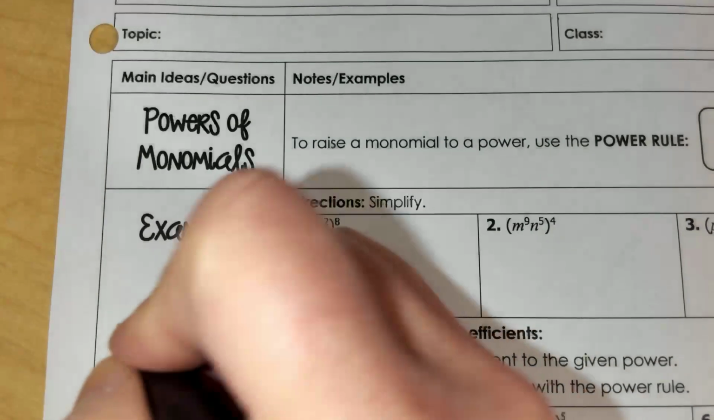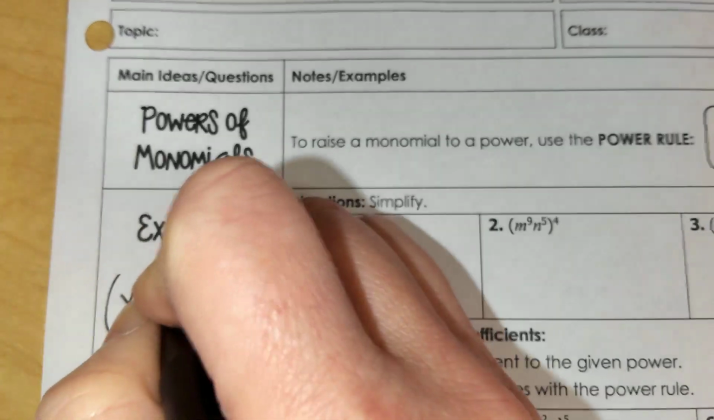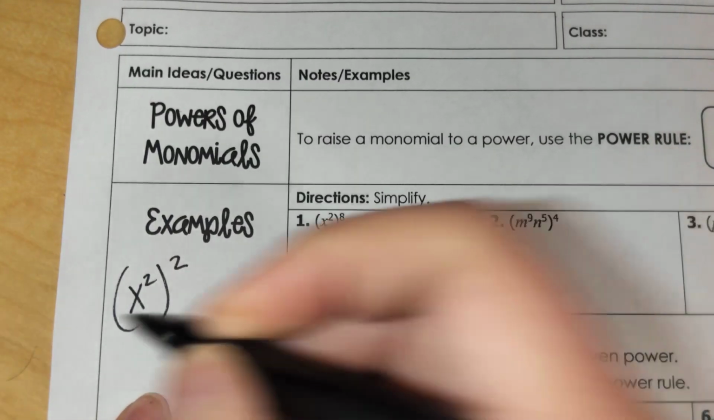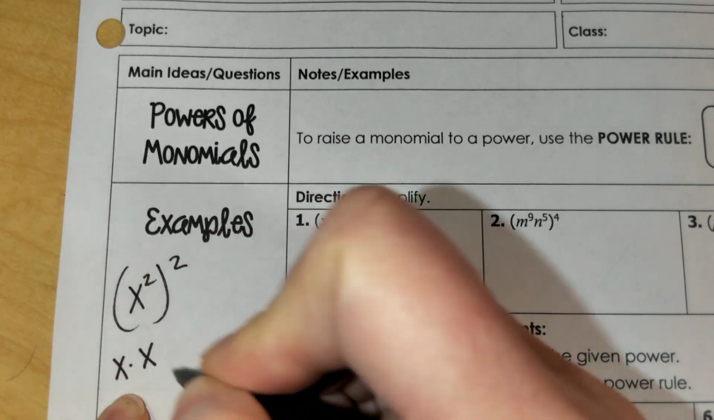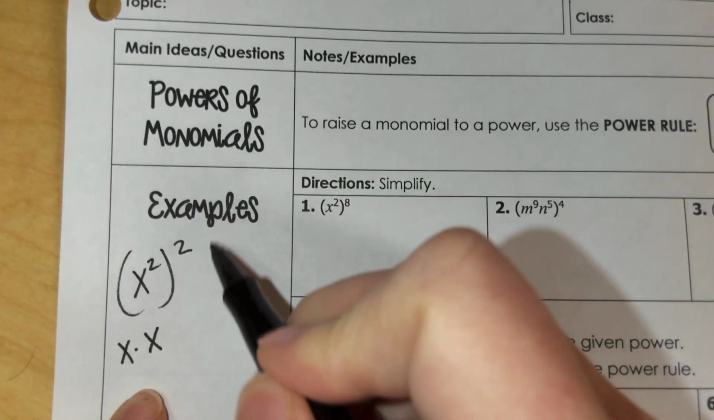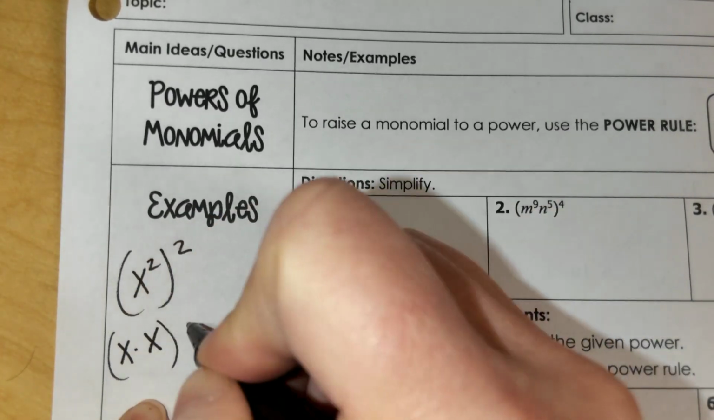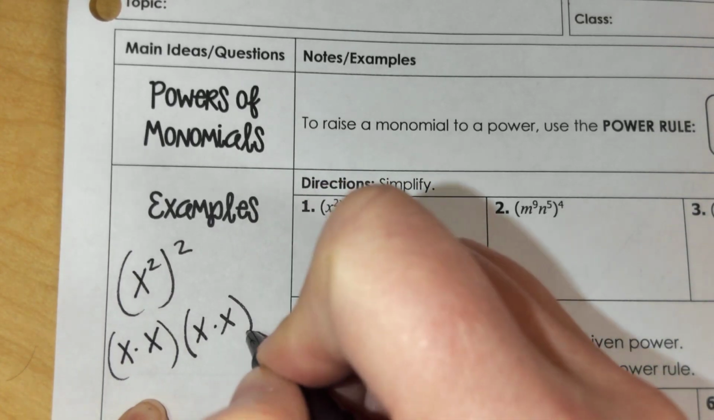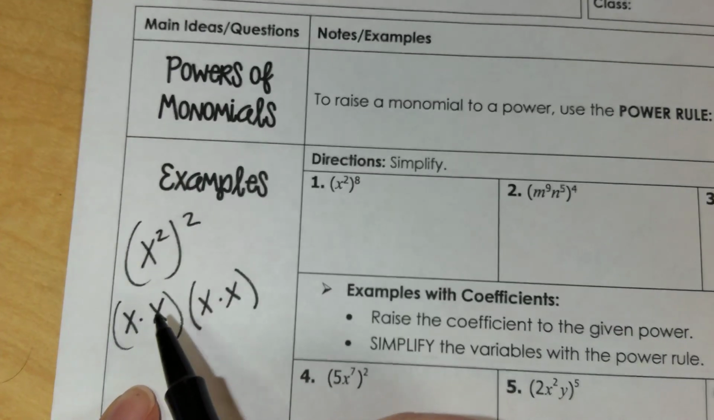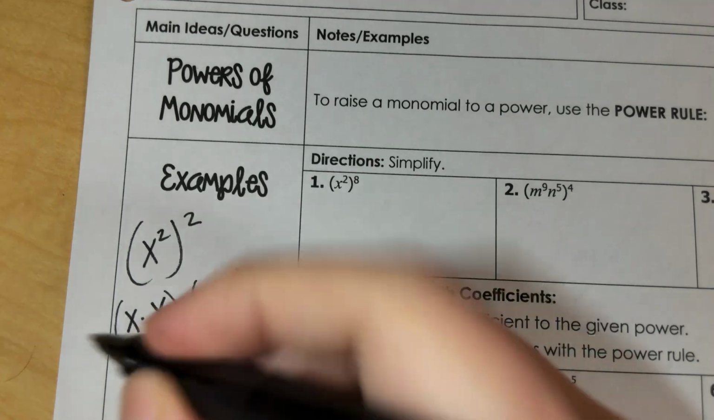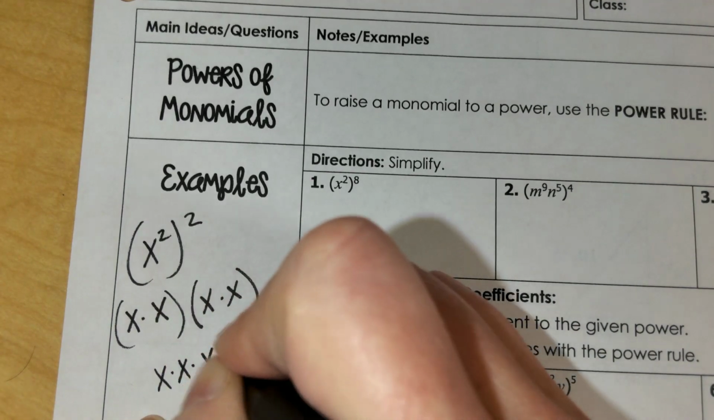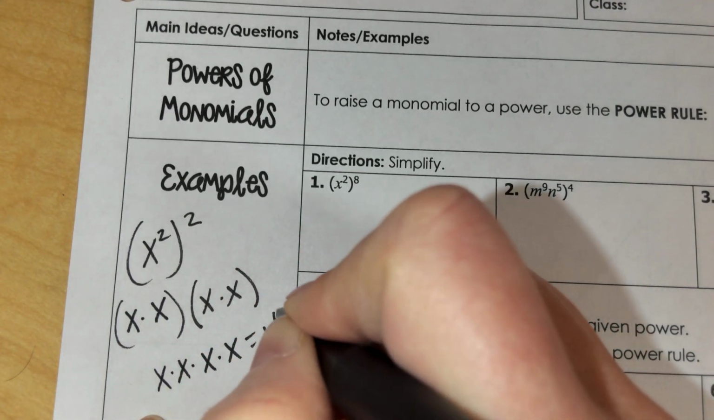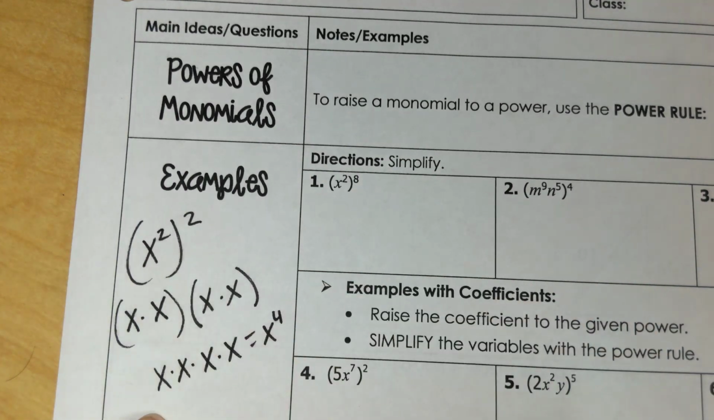So let's just say that we have x squared, and that's squared again. So if you remember, x squared is x times x, okay? And then to square something means to take that and multiply it by itself, x times x. So what happens here is when I have x squared multiplied by x squared, I get x times x times x times x, or x to the fourth, where we've taken and multiplied those together.